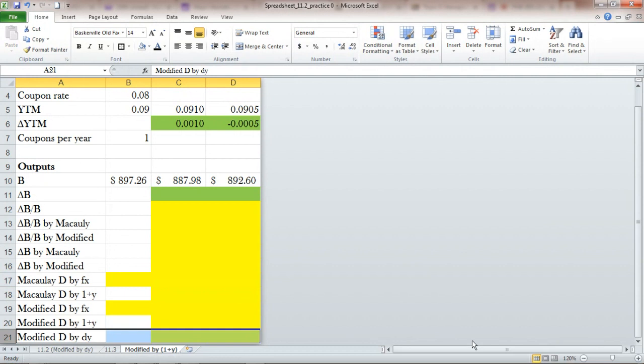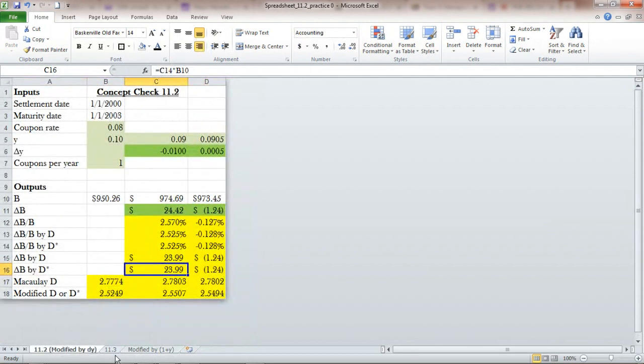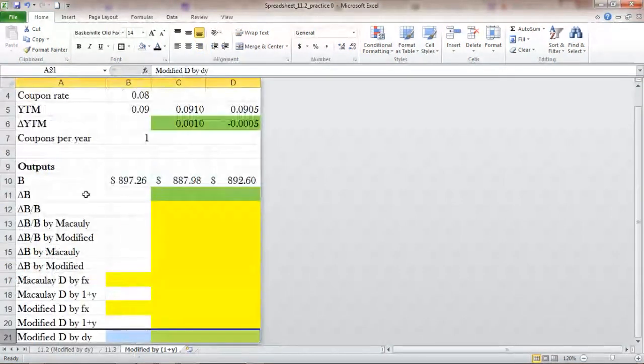I guess we'll have to do this after the break. But please get it ready before we start. And there are three bottom tabs. It's the third one. So please go to the third bottom tab. It says modified by 1 plus y. That means modified duration by 1 plus y, but it's not only modified duration.